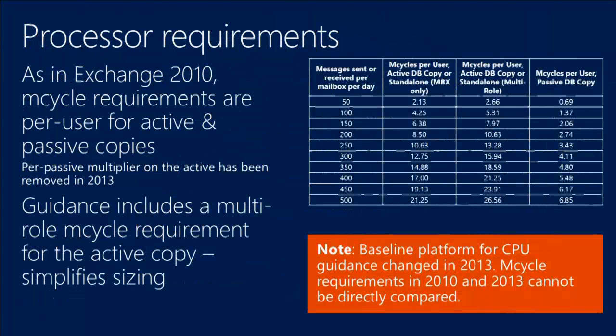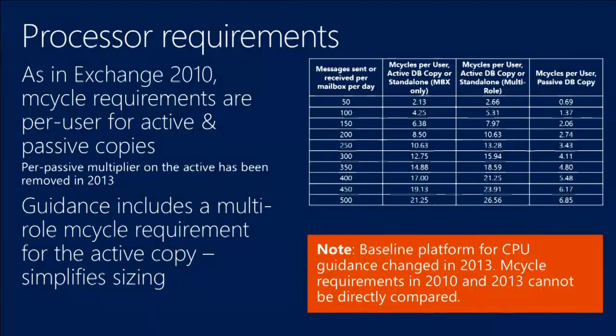So processor requirements, as I mentioned, have definitely increased. If you go and look at just the numbers and compare them to what we published for 2010, you'll notice that they're pretty close. The second column there, the megacycles per user for active database or standalone copies, I think in 2010 goes something like 2, 4, 6, 8, 10. So this is just a little bit more than 2010.